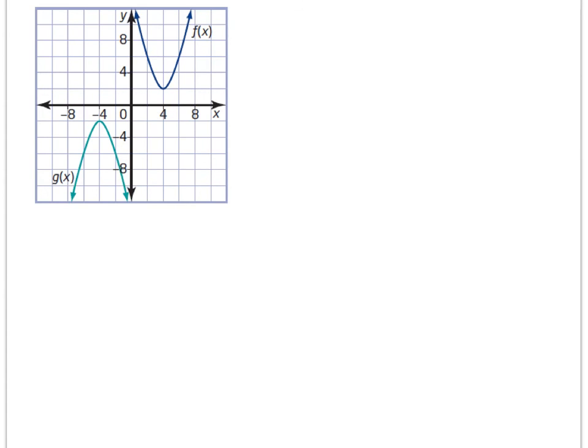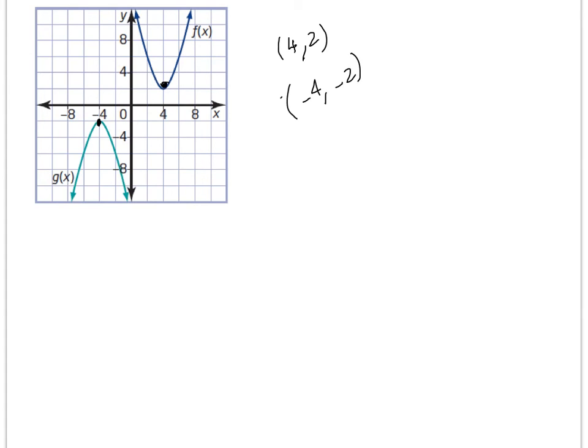The next example is the function f of x and g of x given here, and you have to find out what type of transformation is performed. We can easily see that g of x is the reflection of f of x on the y-axis, and then another reflection on the x-axis to get g of x. To give you one example, let's look at this point. This point, the coordinate is 4 and 2. Now let's look at this point, which is the reflection of the original point. The next point is going to be negative 4 and negative 2.